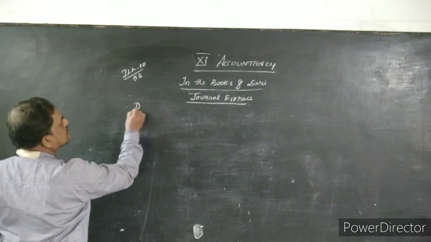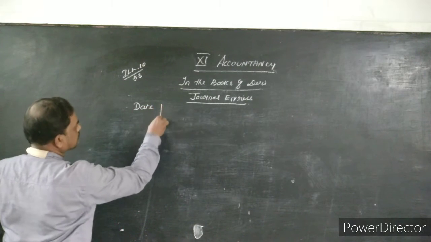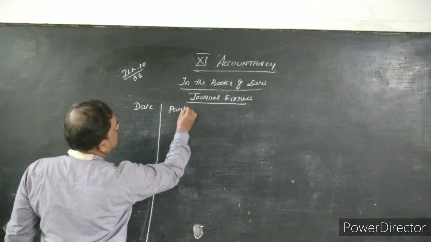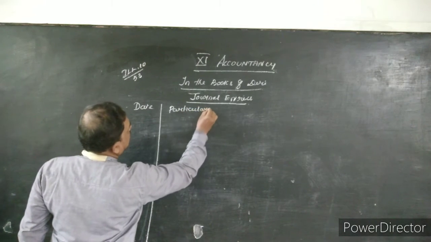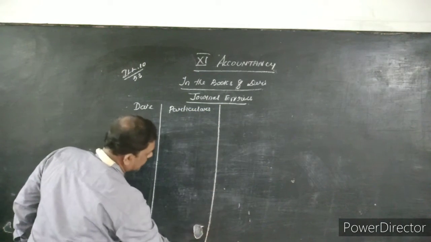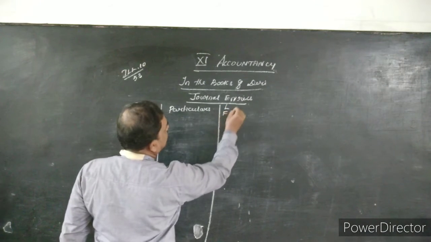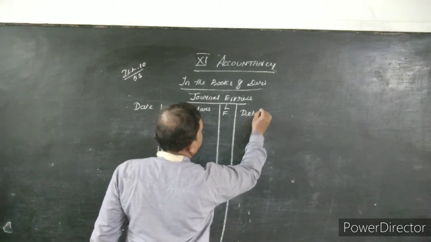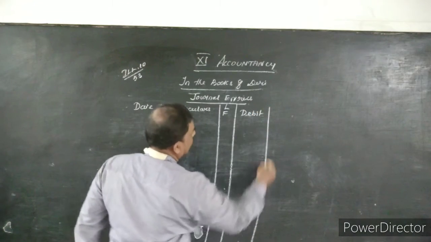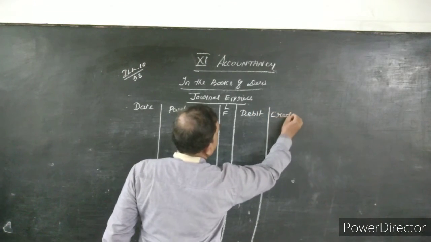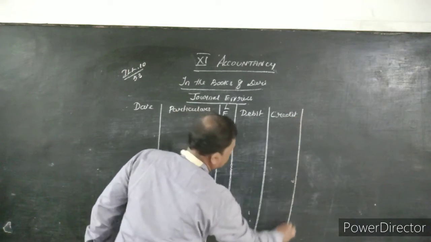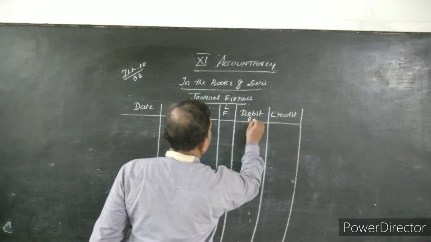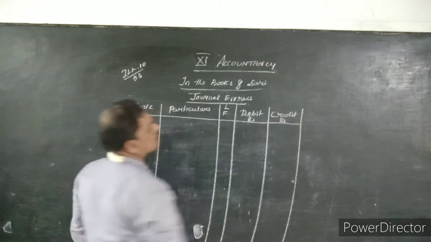The format is date, particulars, LF, debit and credit. Listen.